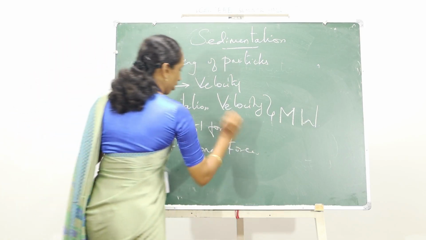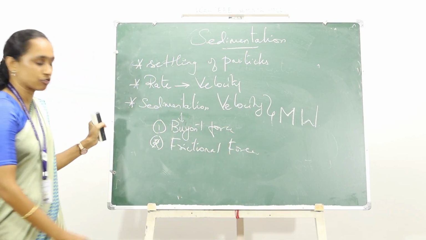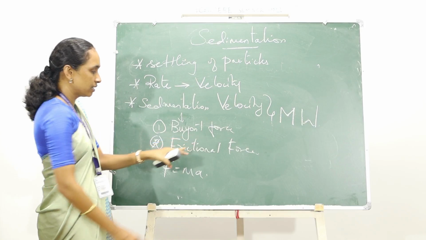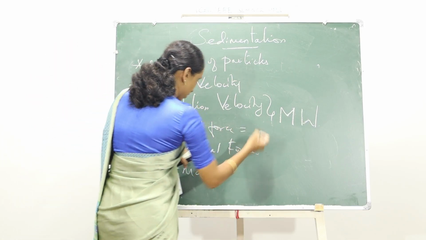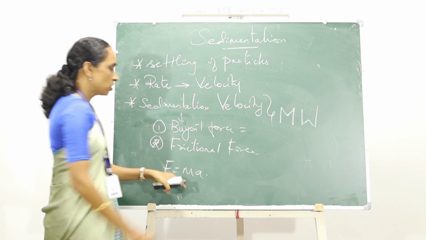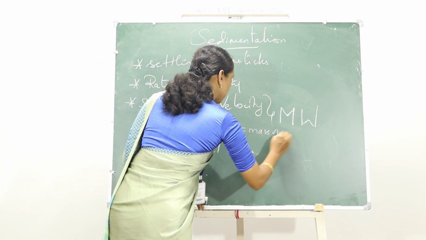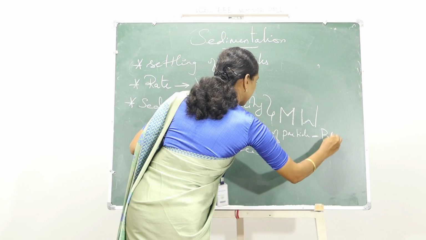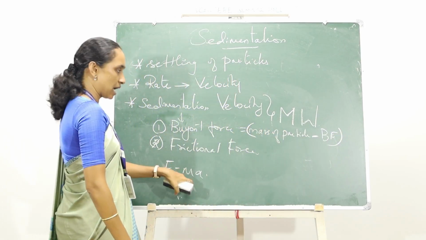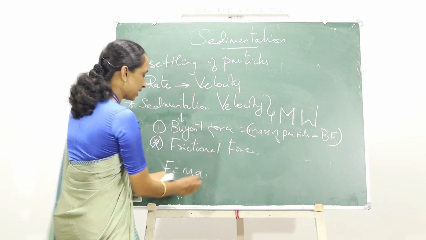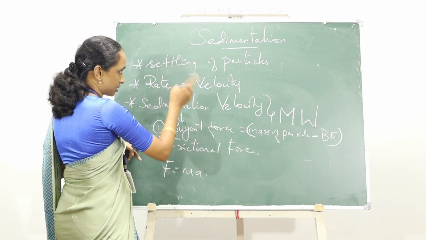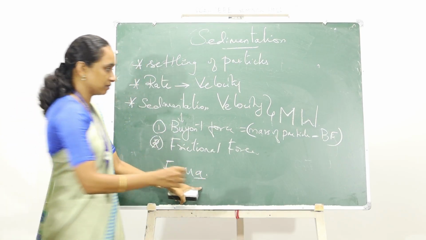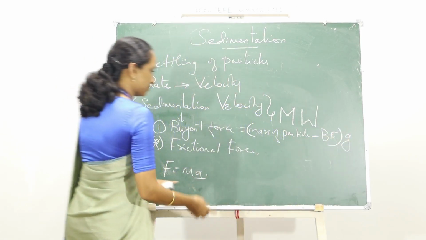So how will you write this buoyant force? In general, what is the equation for force? F is equal to ma. The same is applied here. Buoyant force is equal to, what is m? M is nothing but mass. So it is written as the mass of the particle minus, since it is buoyant force, the buoyant factor, into acceleration. Since it is centrifugation, gravitational force plays a major role, so a is replaced with g, the acceleration due to gravity.